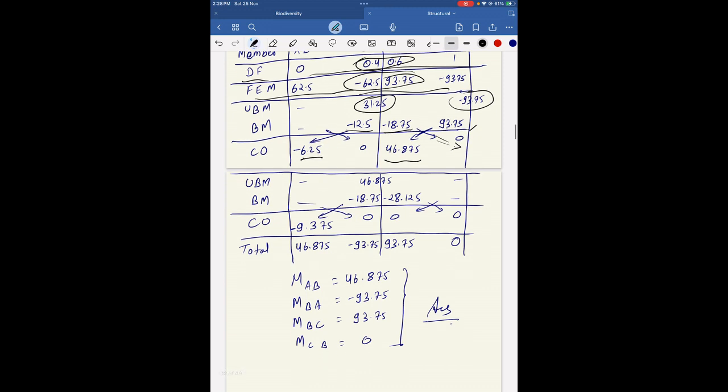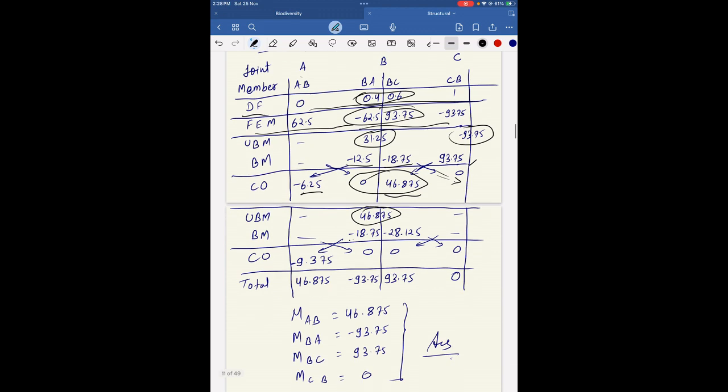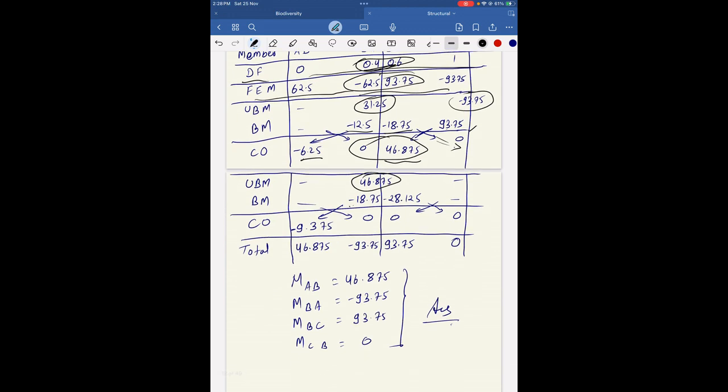Then in the next expression, also at point B, we have an unbalanced moment of 46.875. So we again apply the negative of this moment to both members. It is also distributed according to this distribution factor, and then 18.85 comes out to be here.